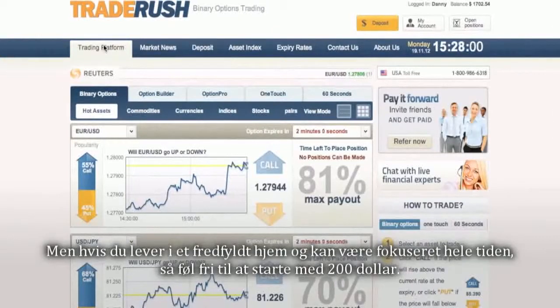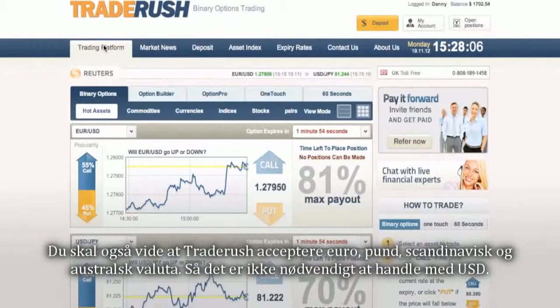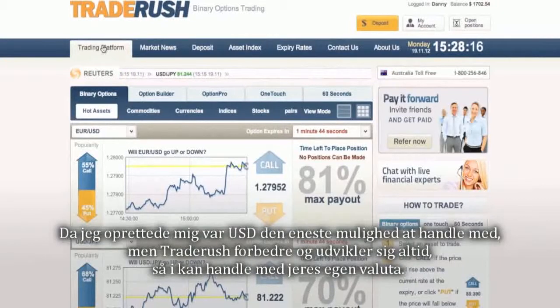But if you're living in a very peaceful home and you can focus at all times, then feel free to start with 200. Another note is that Traderush accepts euros, pounds, as well as Canadian and Australian dollars, so you don't have to trade with the US dollar. When I joined, the US dollar was actually the only option at that time, but Traderush is always improving and adding to their platform. So you guys get to enjoy trading in your own currency.